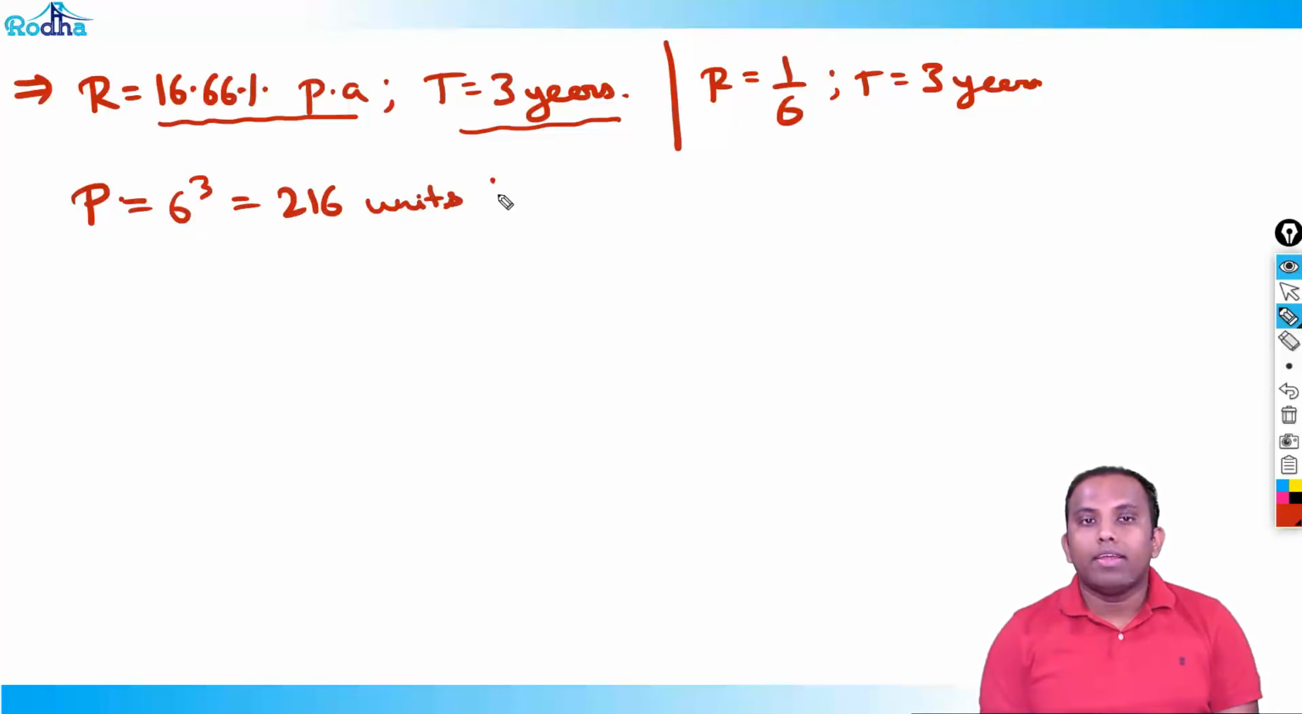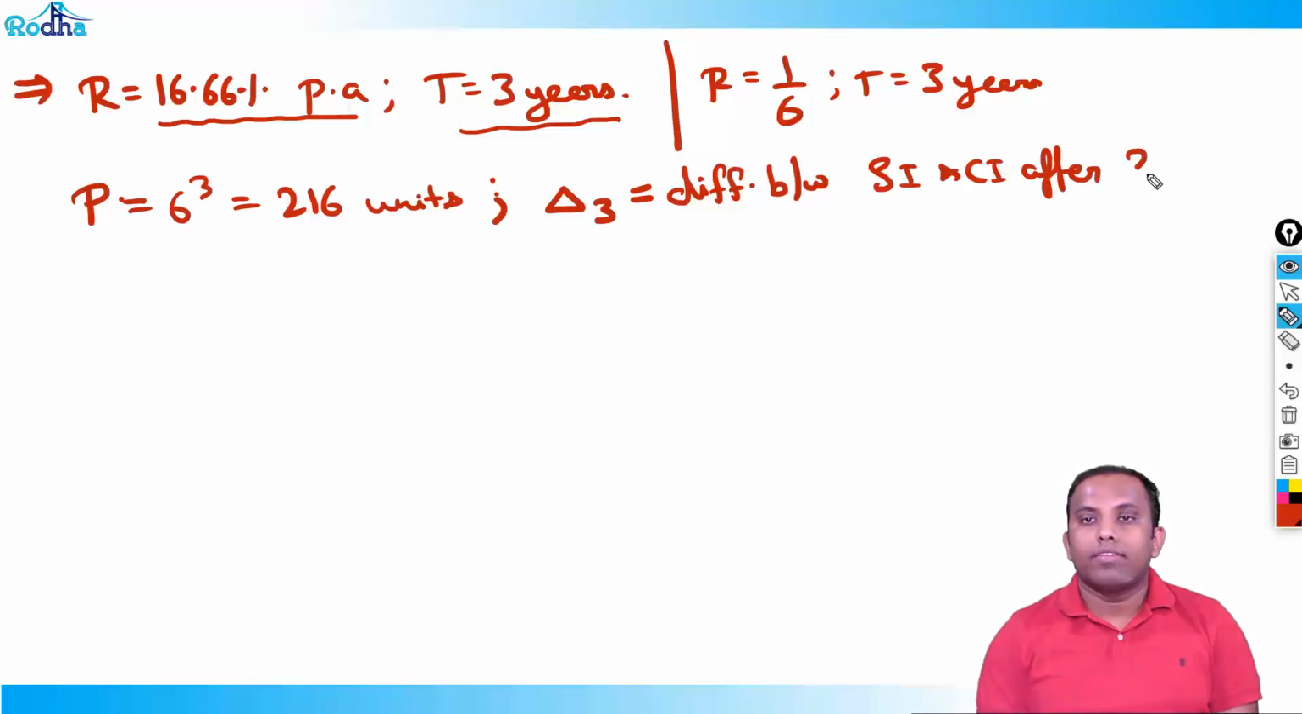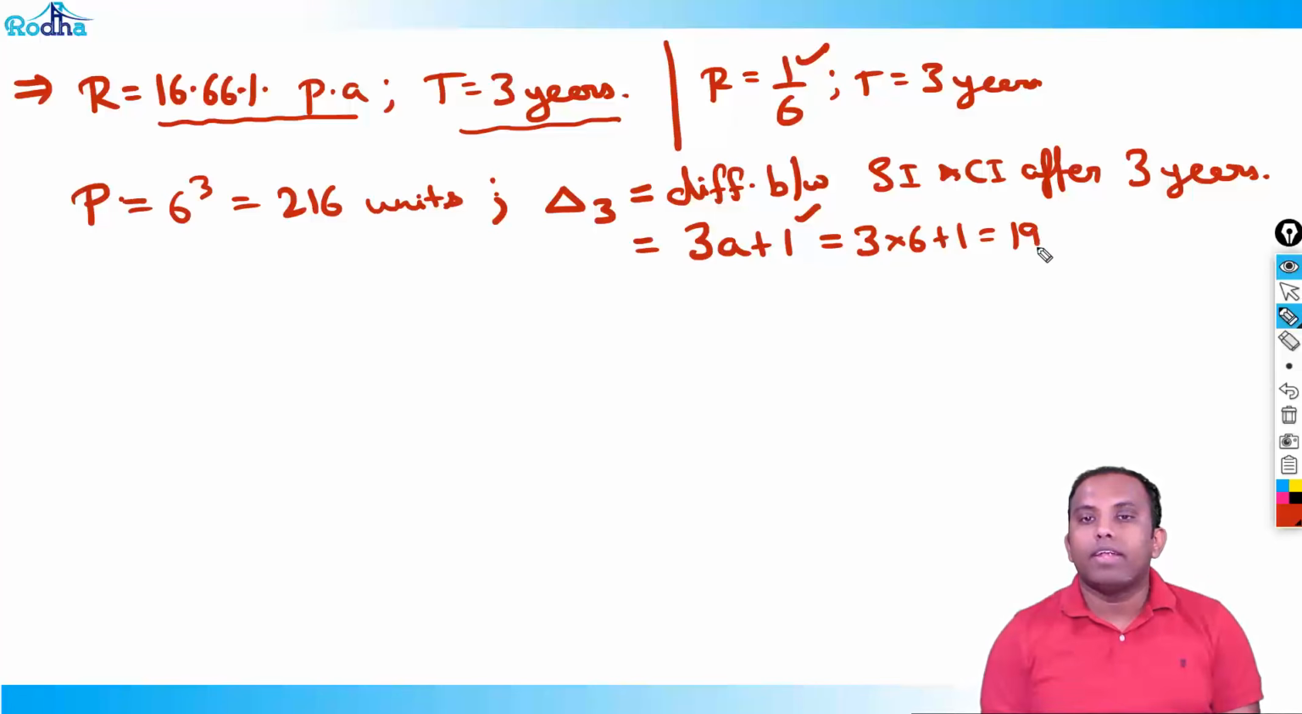So I'm telling that here I can directly write that del 3, that is the difference between SI and CI after 3 years, is how much? I can directly write it as 3 into 6 plus 1. I told you, right? 3a plus 1. What is the value of a? 1 because this one and this one are the same. 6 is a. So 3 into 6 plus 1, that is 19 units. I can directly write this here.